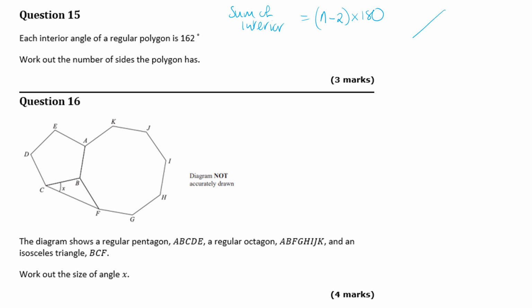Now, if we had any polygon, say it is a pentagon, the interior angle is here. And if this was regular, we could do 5 take away 2 times 180 to give us 540. And if we wanted to find one of them, we would just divide by 5. That would give us what one of the interior angles was if it was regular.